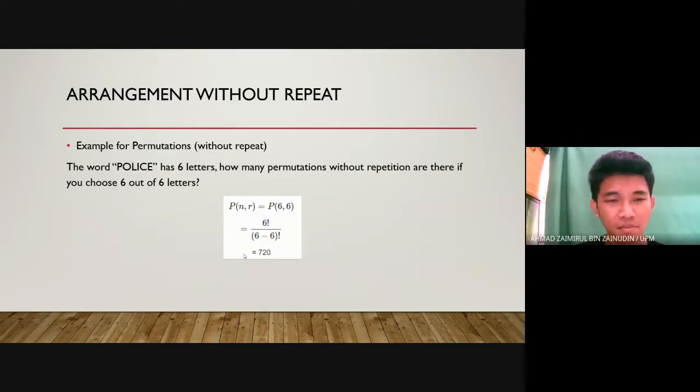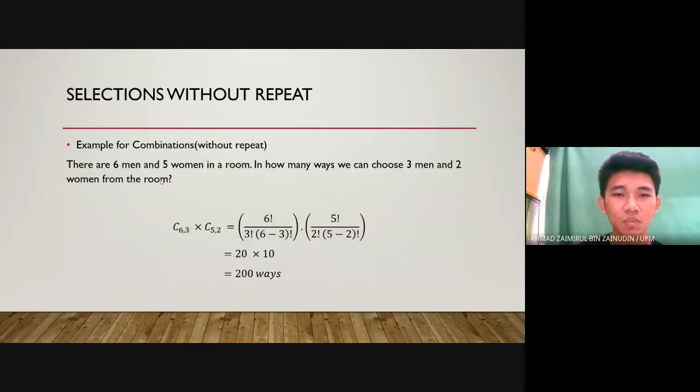For example, the word police has 6 letters. How many permutations without repeats are there if you choose 6 out of 6 letters? We just input the formula and we get 720 ways to arrange the word police without repetition.